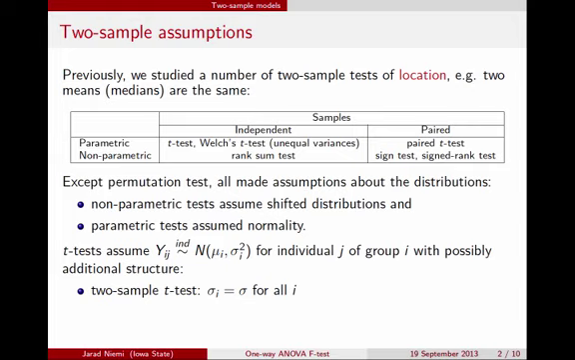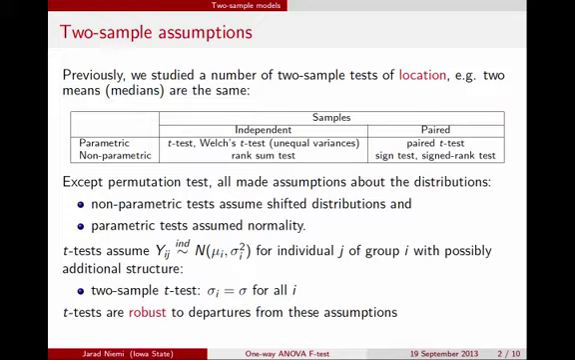And although we're making these assumptions, and they might be somewhat strong assumptions, we also pointed out that the t-tests are robust to departures from these assumptions. That is, even when these assumptions aren't exactly met, the t-test still seems to perform well as a test for the location difference between two groups.